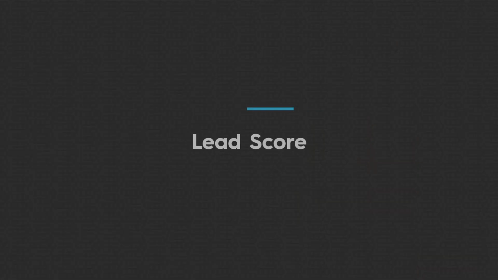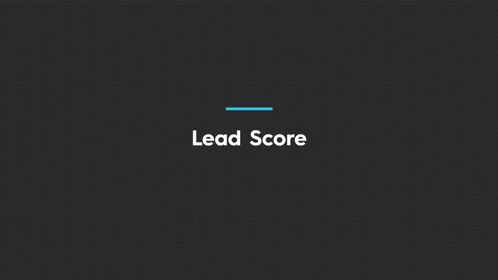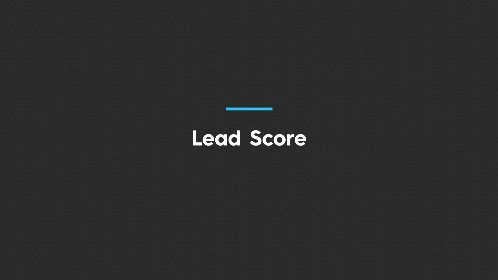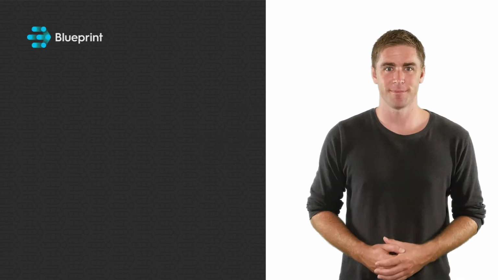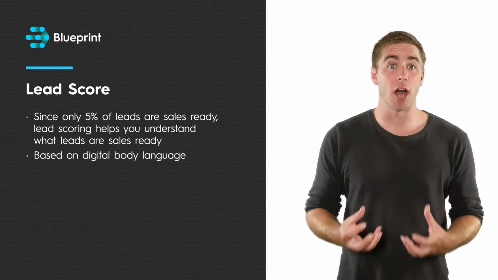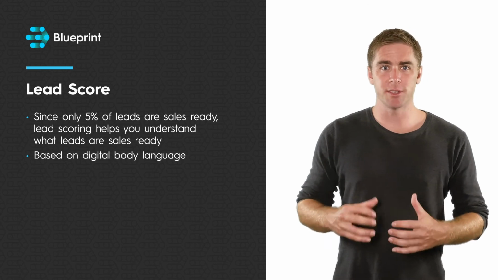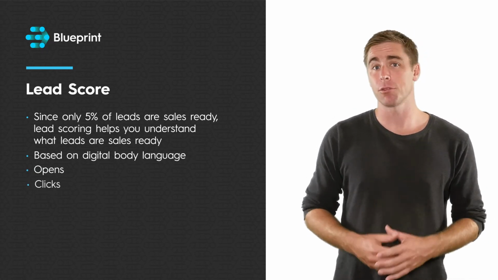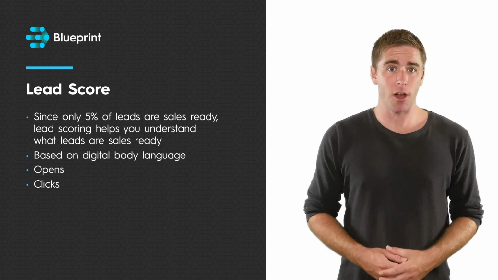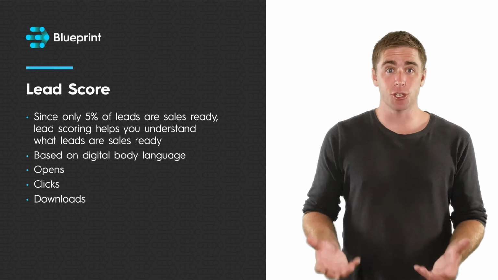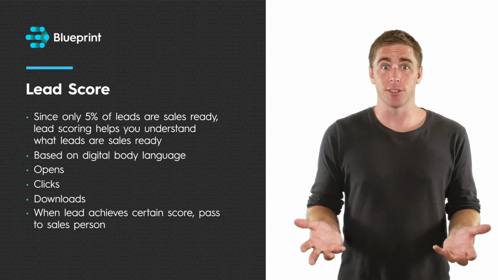As you grow, add lead scoring to your campaign so you can better segment the order that you send leads to your sales team. Lead scoring looks at the digital body language of your prospects. Those that are most active in terms of the volume of emails they open and click through on, as well as the volume of content they download, should be contacted first because they are showing you they are more engaged and sales ready.